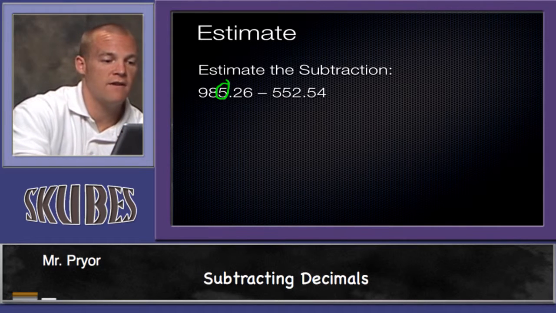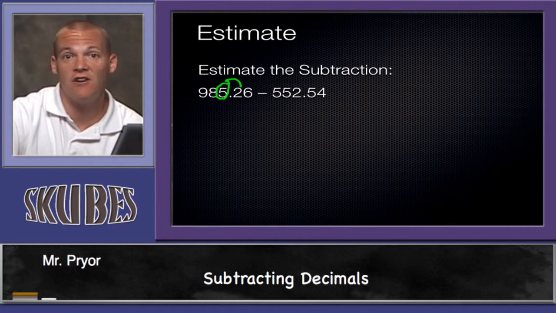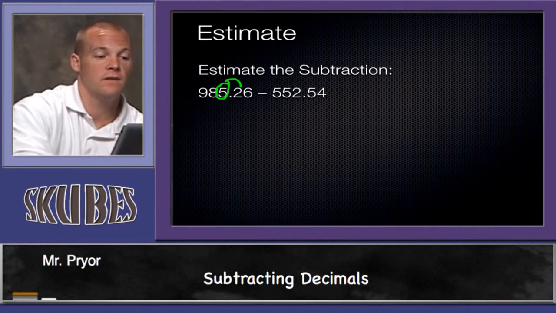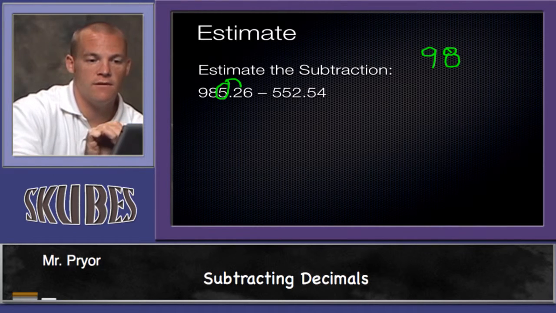985.2, okay? 0.2. That 2 tells me that I will just simply leave it 985 to estimate, because 2 is less than 5. So when I rewrite it, it's going to be 985.